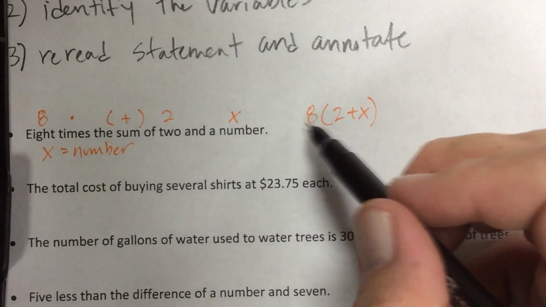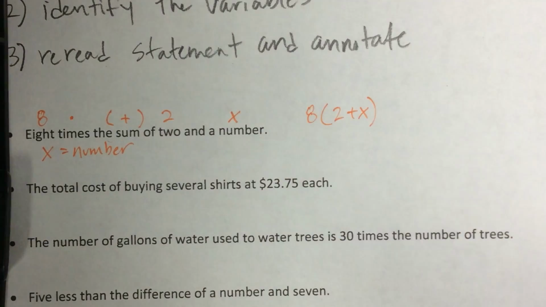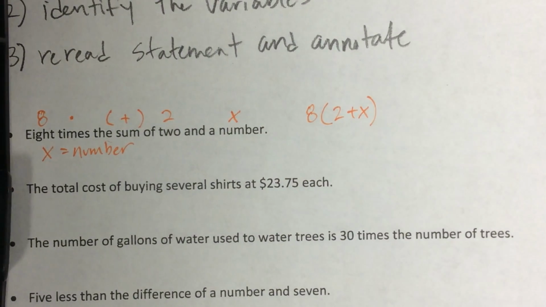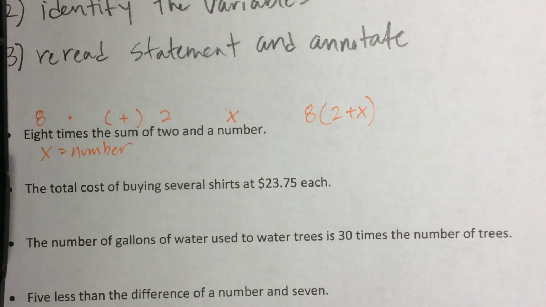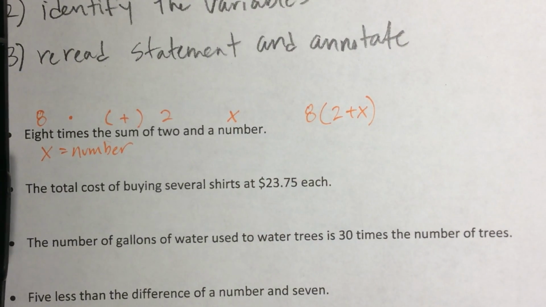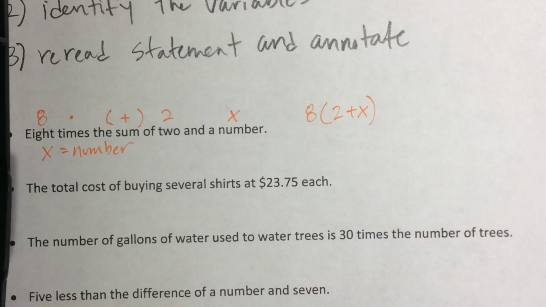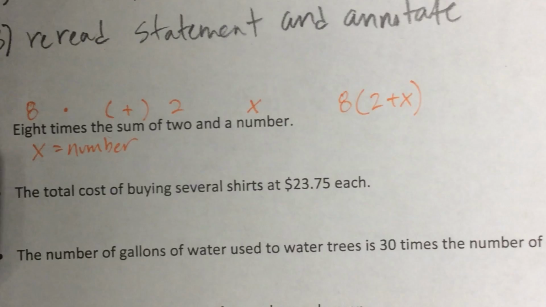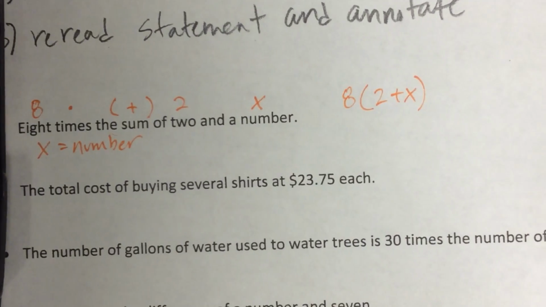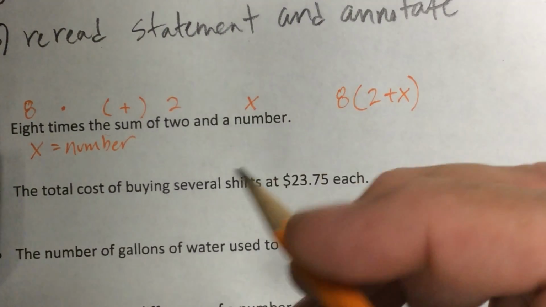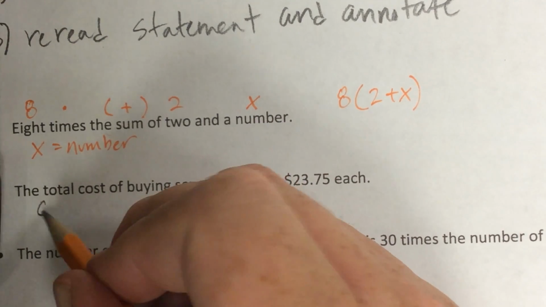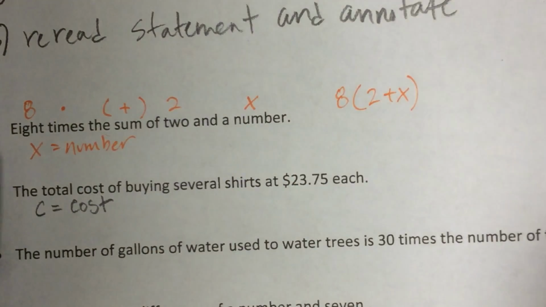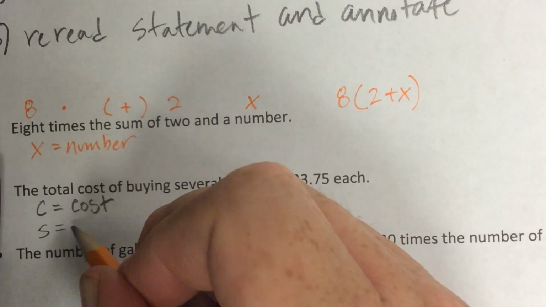So we've written out an expression for this sentence. Next example. Total cost of buying several shirts at $23.75 each. So what are the two different things that we're talking about here? Okay, we're talking about the cost and we're talking about the number of shirts we buy.